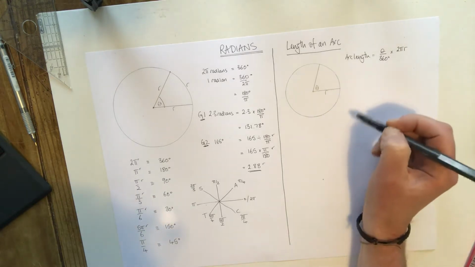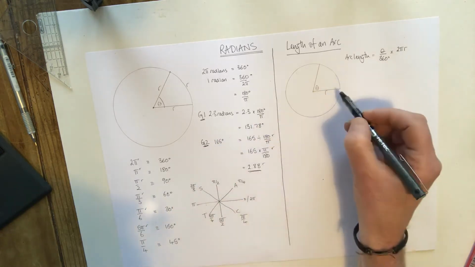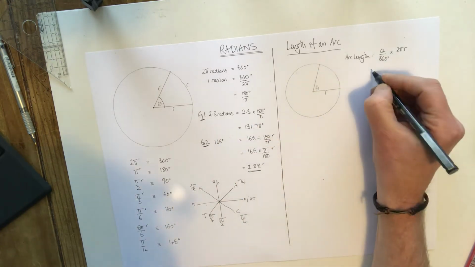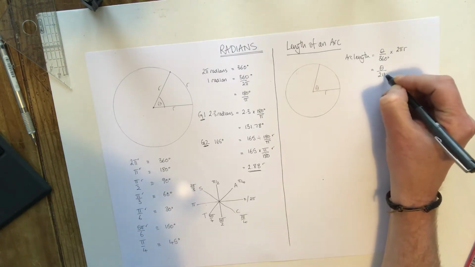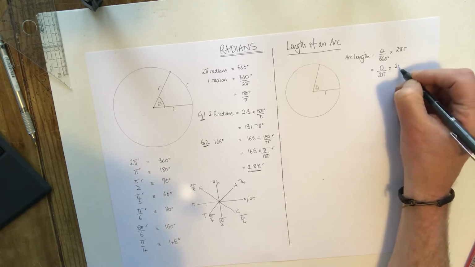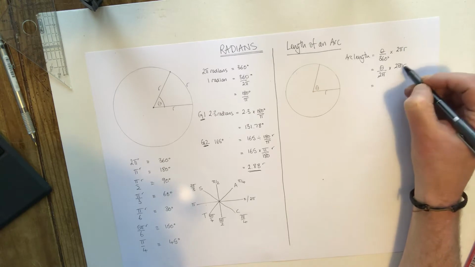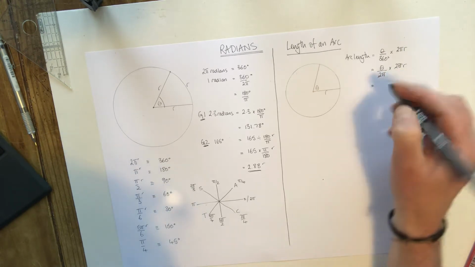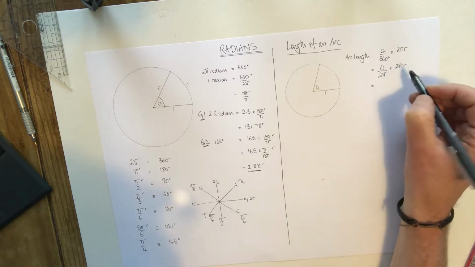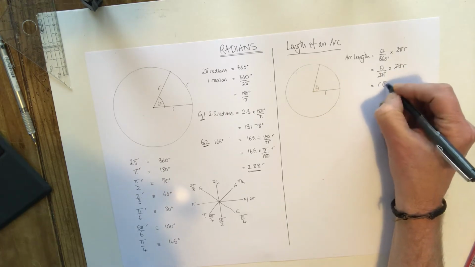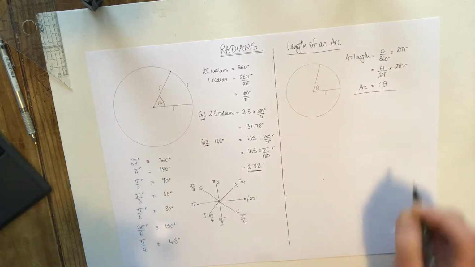Well, if we're dealing in radians, then this can't be in degrees. We need to have it in radians, and as we just learnt from video 1, a complete circle is 2 pi radians. So theta over 2 pi times 2 pi r. And I'm sure you can see, well, they just cancel. So the length of an arc using radians is simply r times theta. So the length of an arc is r times theta.